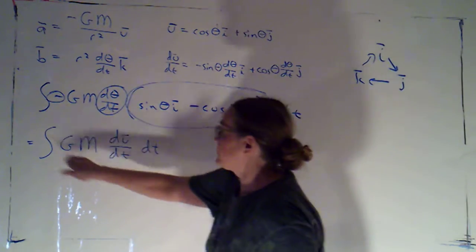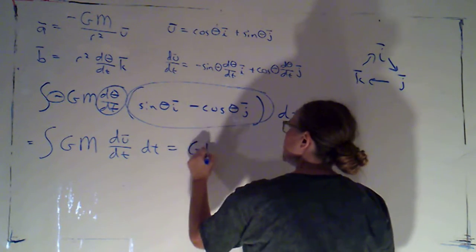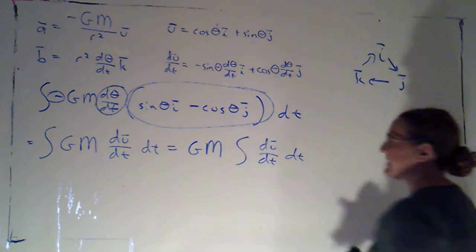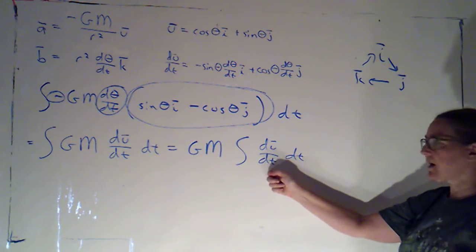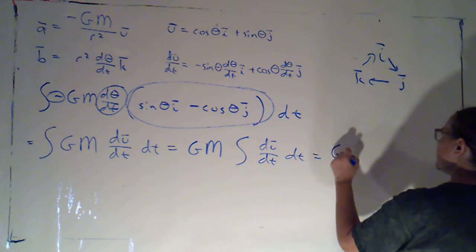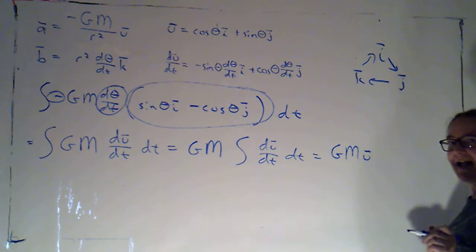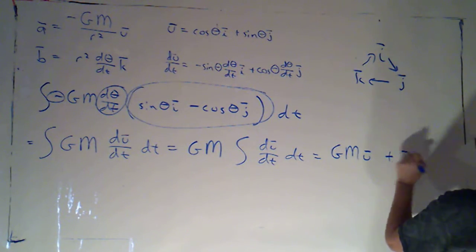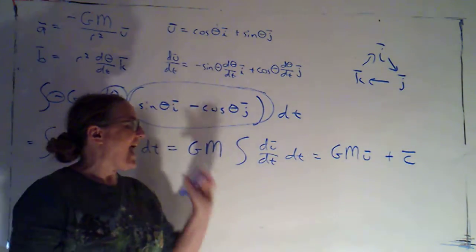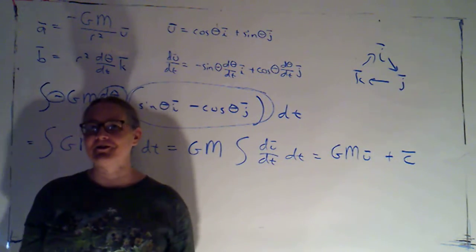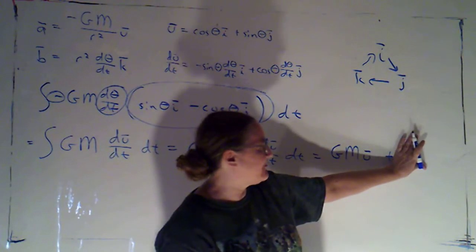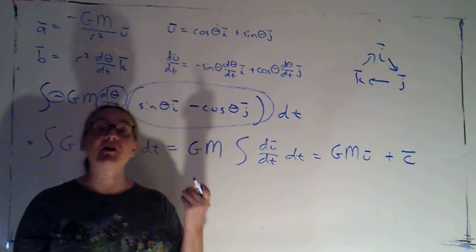I know that I can factor constants outside, so we're getting gm times the integral of du/dt with respect to t. But I know that when I integrate a derivative, I get the original function back. So I'm going to get gmu plus c. Don't forget, we're doing an indefinite integral. Anytime we do an indefinite integral, there's our constant of integration. So I'm not just getting gmu, I'm getting gmu plus some constant.